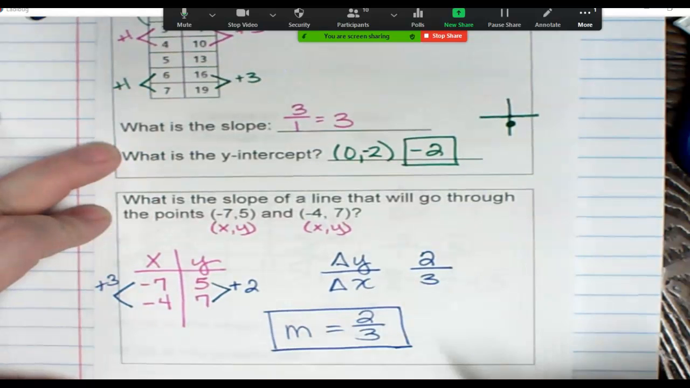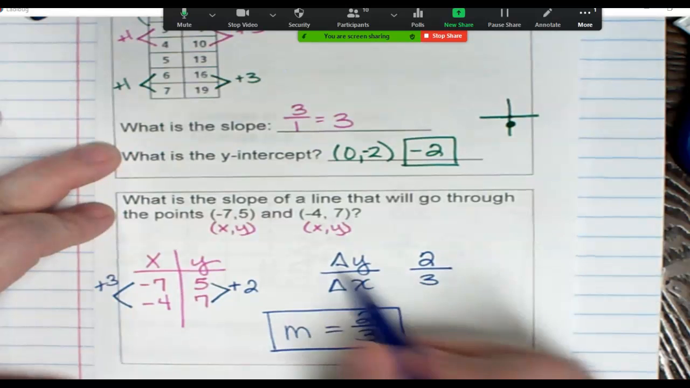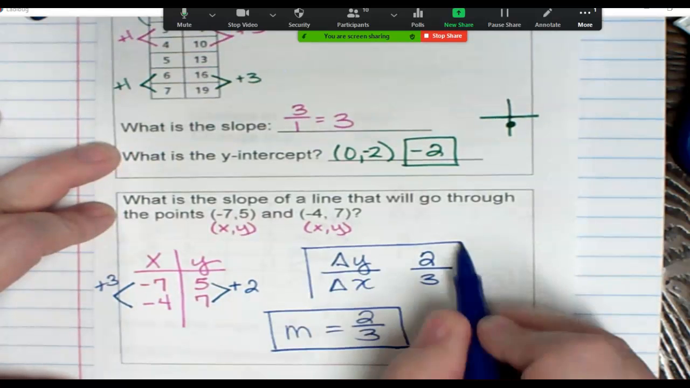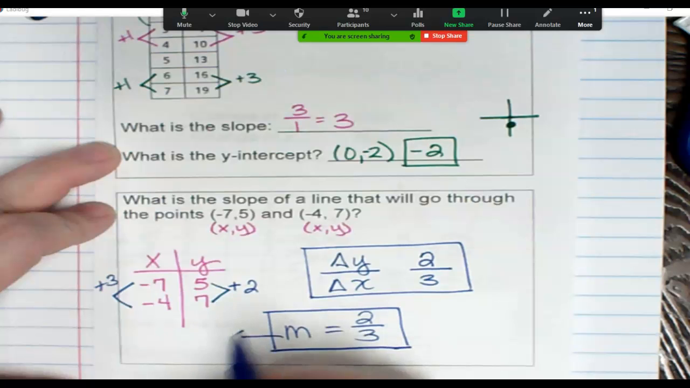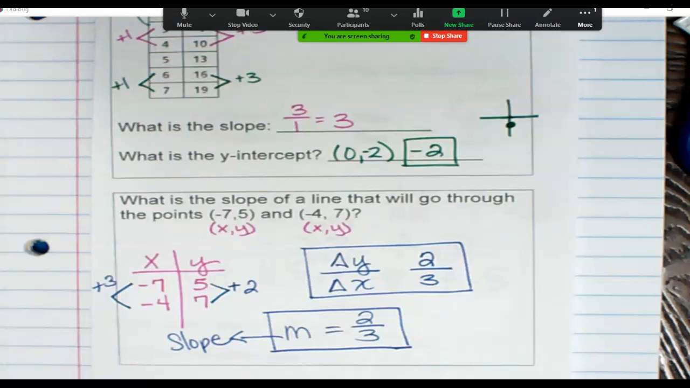You could write the word slope. You could just box in your change of Y over change of X. Remember, the variable M represents slope. Questions?